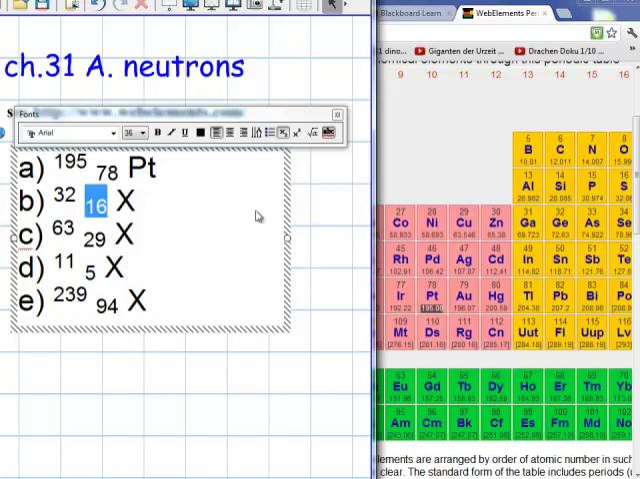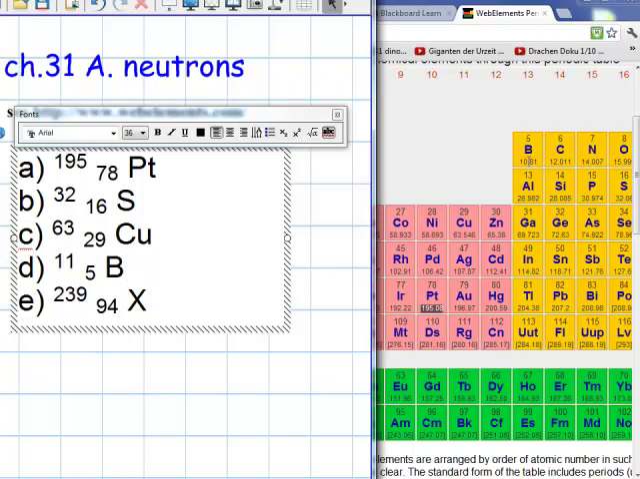Let's see, 16 protons. I can see that over here. There's sulfur, and then of course 16 neutrons as I subtract the two numbers. Alright, 29, let's see, there it is, copper, and 29 protons for the copper and 34 neutrons. 5, there it is, boron, 5 protons and 6 neutrons in this isotope.